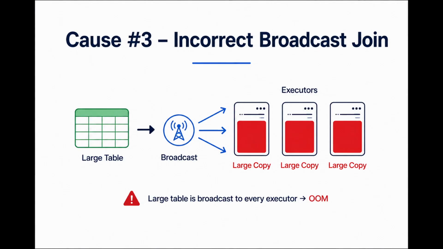Another common issue is an incorrect broadcast join. Broadcast joins are very efficient when one table is genuinely small. Spark sends a copy of that small table to every executor, avoiding a shuffle. But if the table being broadcast is actually large, every executor now stores its own copy in memory. Instead of saving memory, you've multiplied memory consumption across the cluster. Always verify that the broadcast table is truly small before forcing a broadcast join.